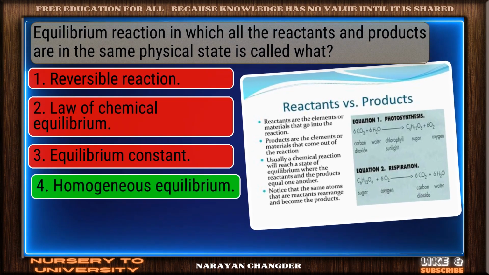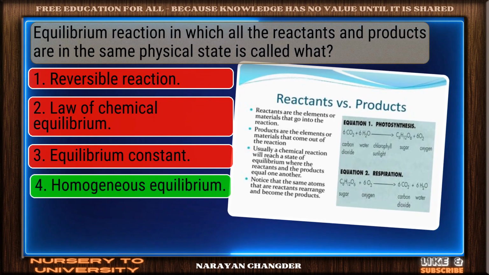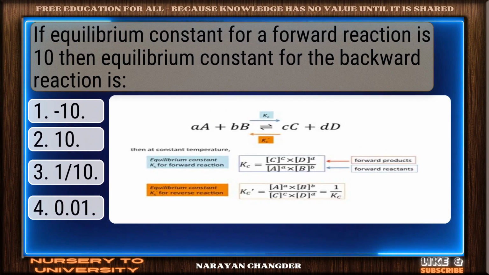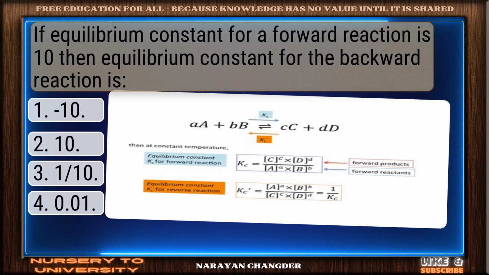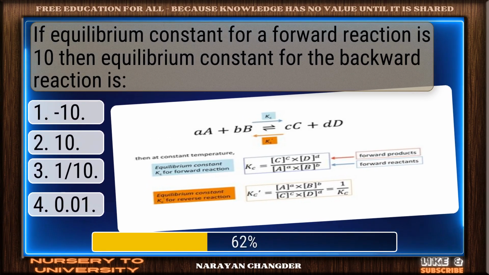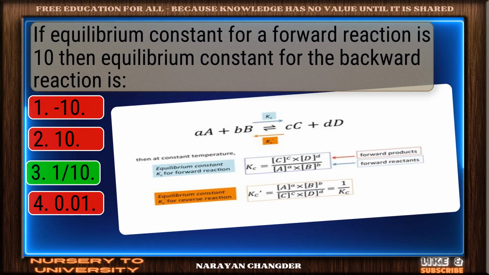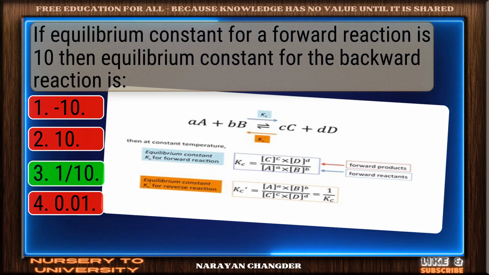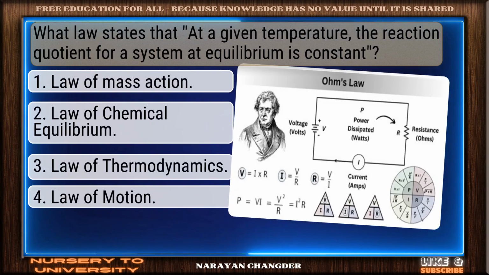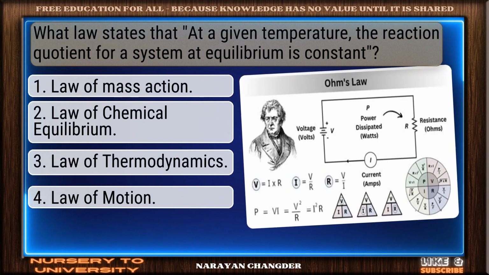Good thinking. Homogeneous equilibrium is the right answer. If the equilibrium constant for a forward reaction is 10, then the equilibrium constant for the backward reaction is... Correct response. 1/10 is the most accurate answer. What law states that at a given temperature, the reaction quotient for a system at equilibrium is constant?